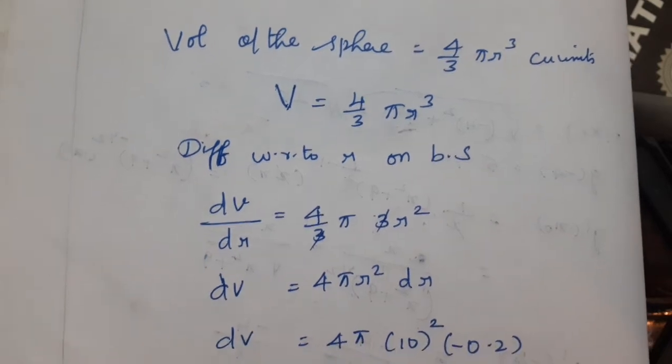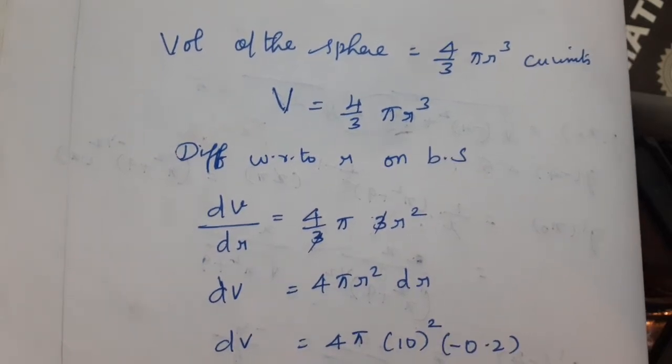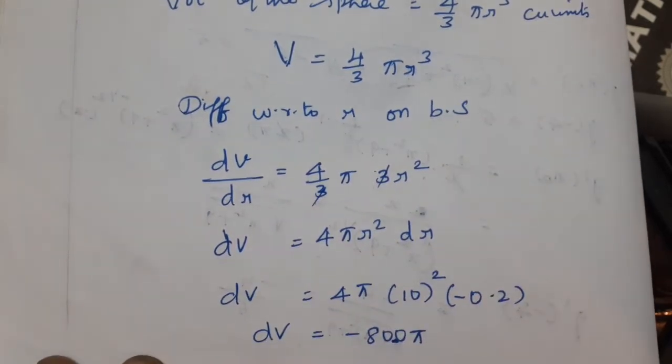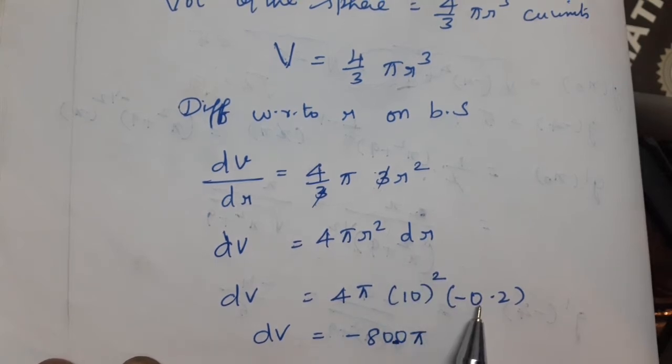Now dV equal to 4 pi. What is our r value? Radius is 10, so 10 square, into dr, which is minus 0.2, because the radius is decreasing. Now 10 square is 100, into 4 is 400, into 0.2 is 80. After simplification we get dV equal to minus 80 pi cubic unit.